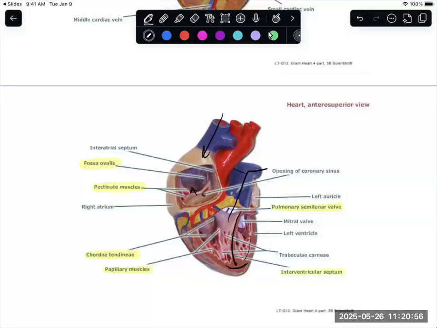You can also see this mitral valve. This mitral valve is also known as the bicuspid valve, because it has two cusps to it. I still hear mitral valve used most often. I don't hear bicuspid valve very often, especially when you're listening to different areas of the heart. It's still mostly referred to as the mitral valve. So that's the better name to learn, honestly.